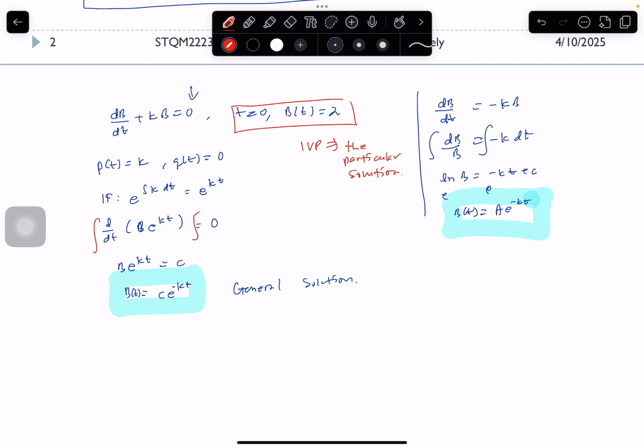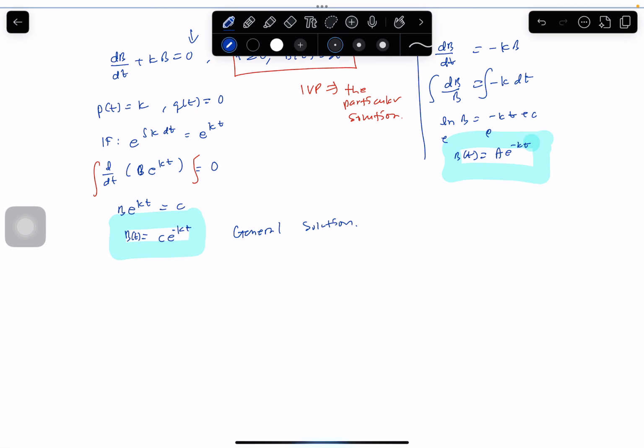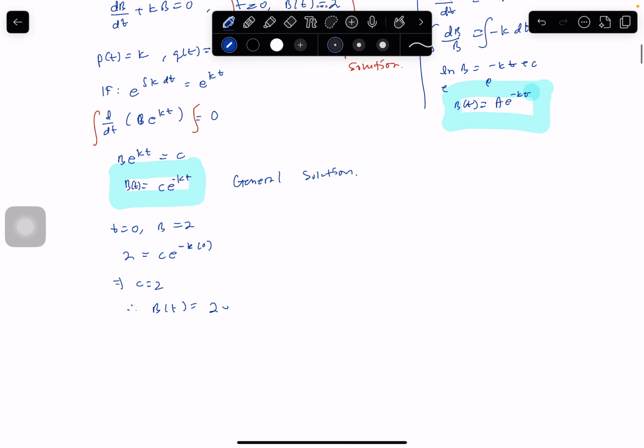Right? So now, putting in, when t is 0, b is 2. So 2 is equal to c e to minus k 0. E to the 0 is 1. So therefore, our c is equal to 2. Therefore, your b of t is equal to 2e to the minus kt. Okay, and t is always positive. Alright, and remember, just now k is positive.